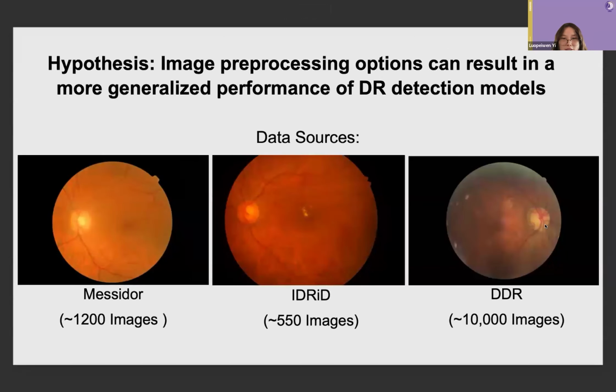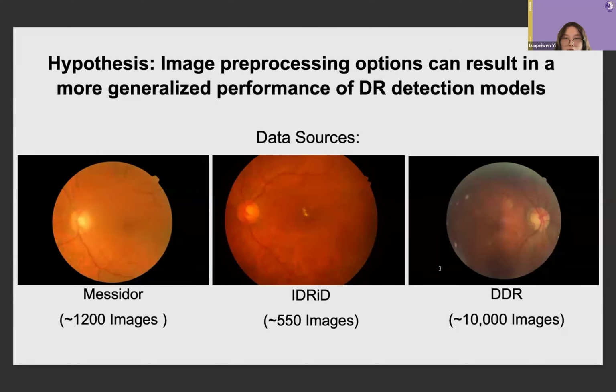Our research hypothesis is that image preprocessing can lead to more generalized performance of DR detection models across diverse datasets. To test this, we utilize 3 distinct data sources. The first is called Macedor. It has approximately 1,200 images. The second one is IDRiD. It contains about 550 images. And the last one is DDR. DDR is our largest dataset. It has around 10,000 images.